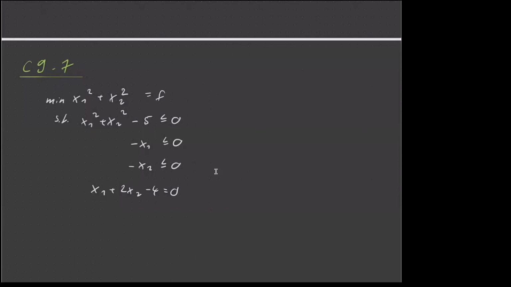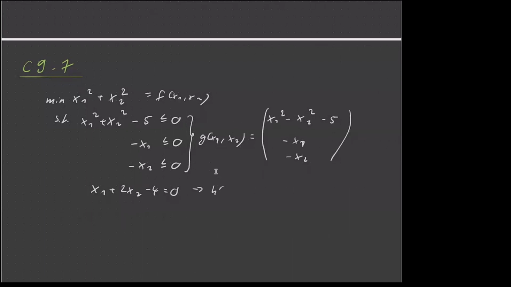This here is the function f, our objective. These inequality constraints here make up the function g. So g is x1 squared plus x2 squared minus 5, minus x1, and minus x2, like this. And this function here, that is h. So h is x1 plus 2x2 minus 4. So here we have an equality constraint as well.